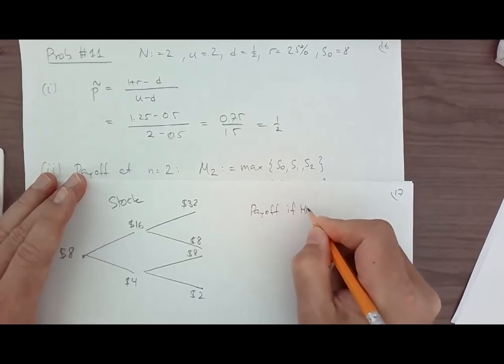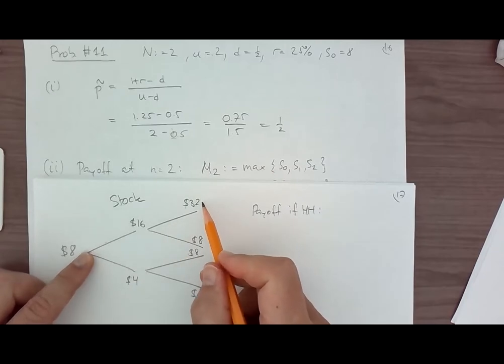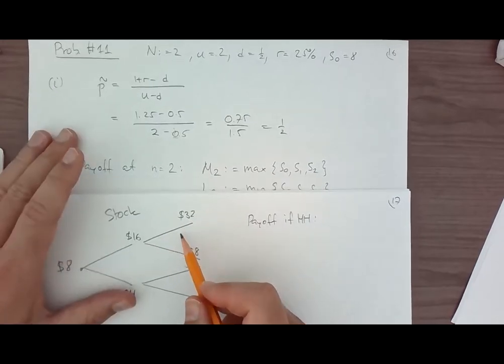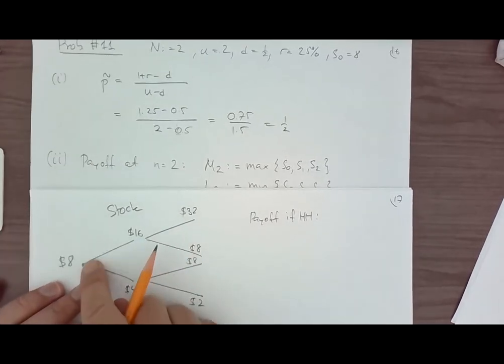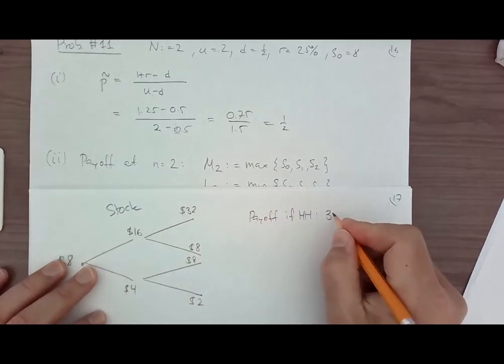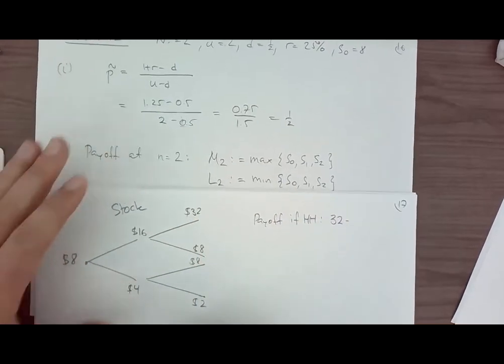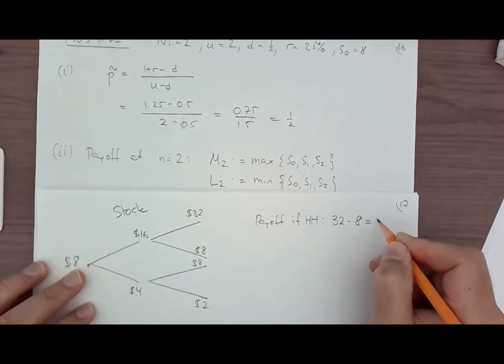If heads, heads, what's that? I get a head here and I get a head here. What is the maximum? And the max is going to be along that path, right? Heads and heads. So the maximum is 32. What's the minimum? Well, that's going to be 8. So that will be 24.